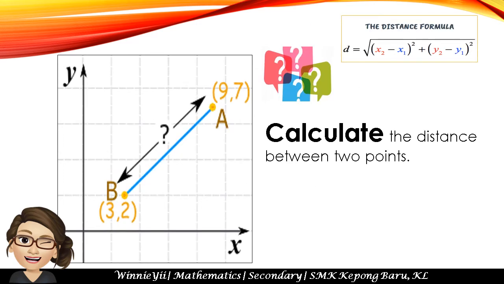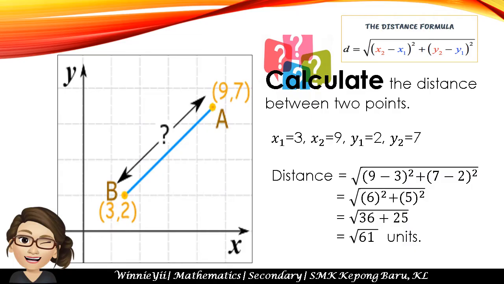Now we are going to calculate the distance. Substitute the values of x1, x2, y1 and y2 into the formula. What is your answer? A few moments later. The final answer is square root of 61 units. Or, you also can write your answer in decimals, 7.81 units.